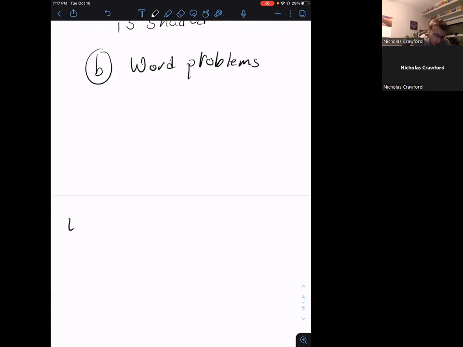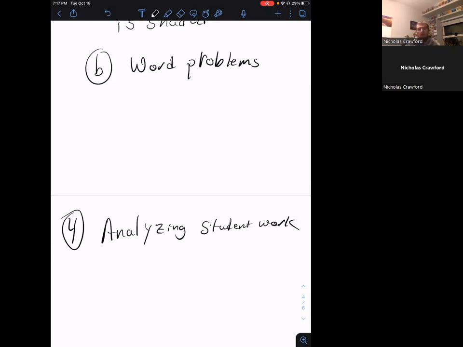Section 4 is just like last time. It's analyzing student work, okay? So I'm going to give you a problem and some sample student work. I want you to answer questions about what you thought the student understood. Did the student do the solution correctly? Did they document their work? Stuff like that. So that's analyzing student work. And that's it. That's your entire fraction quest.